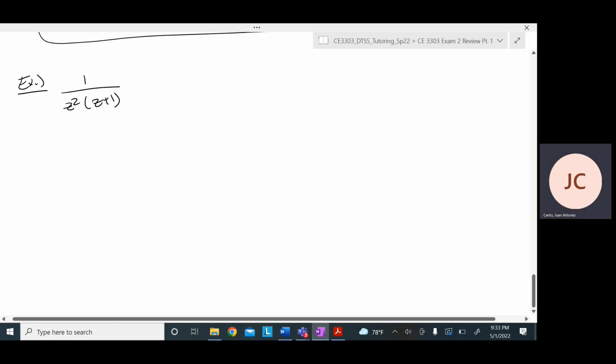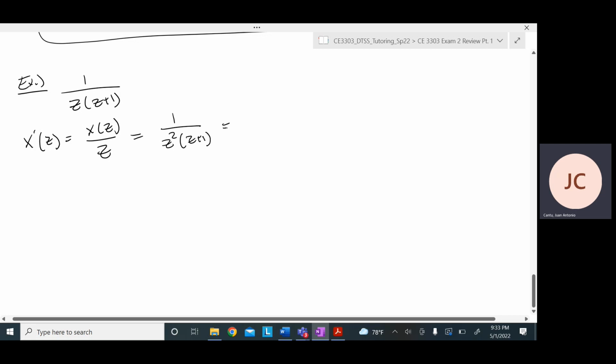So we can say x prime of z is equal to x of z over z. I'm sorry, let's actually just make this 1 over z times z plus 1. So now our x prime of z is equal to x of z over z. So we'll have 1 over z squared times z plus 1. We simply multiplied times 1 over z to our x of z.